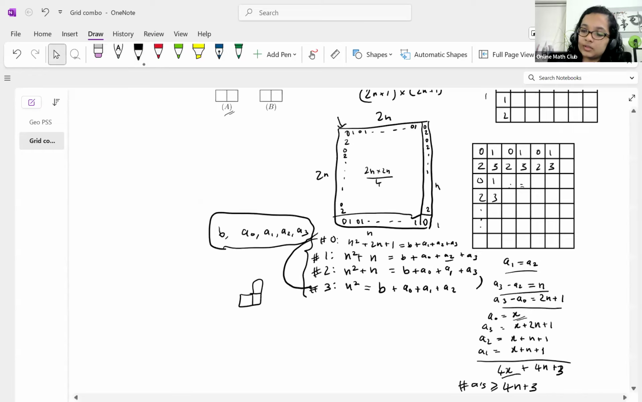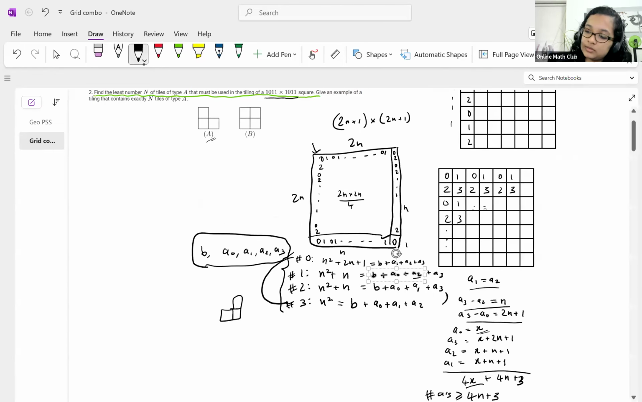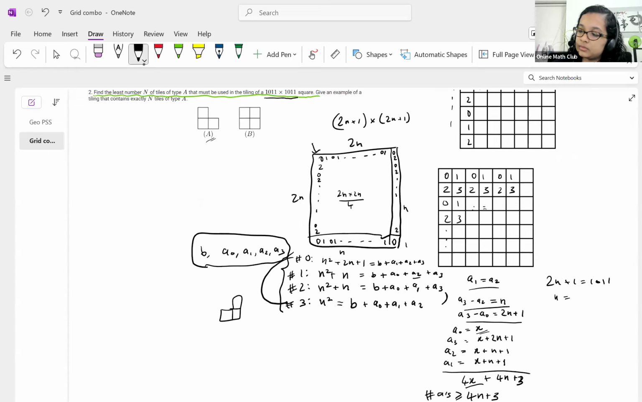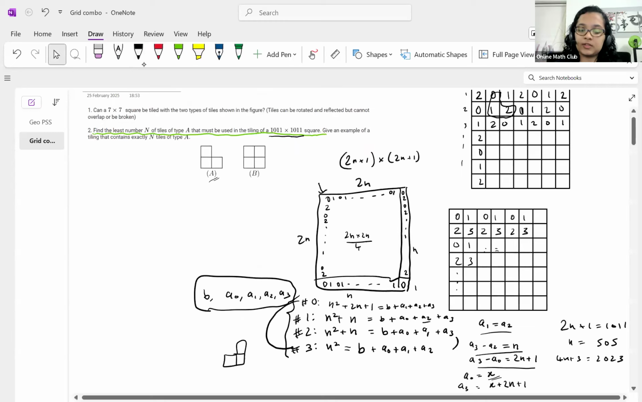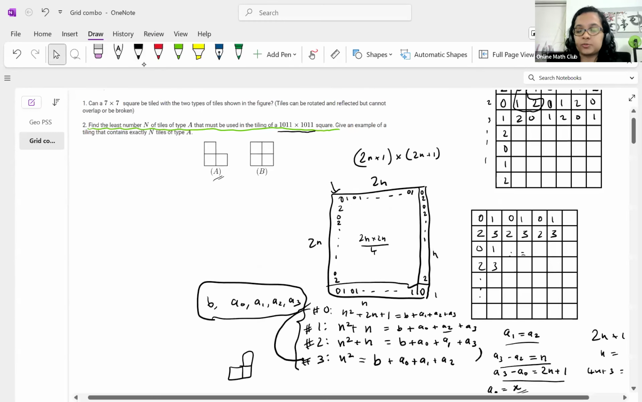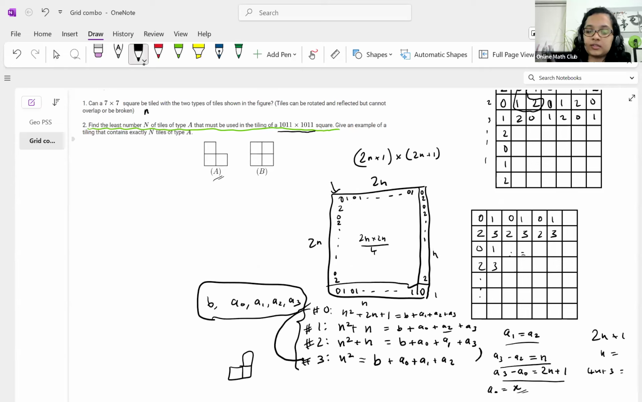So in our case with 1011, you're taking 1011 as 2n plus 1. So n becomes 505. So 4n plus 3 is 2023. But yeah, that's your bound. So in general, for 2n plus 1 by 2n plus 1, you're getting a bound of 4n plus 3. And now we need to find a construction which exactly achieves the bound. And that is the point of the first part. So the first part is asking you for the construction for 7 by 7, so specifically when n is equal to 3.